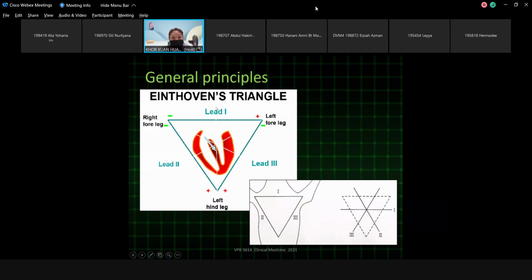Okay? Lead 2, right forelimb to left hind limb. Left forelimb to left hind limb. So when they put them together, it becomes a triangle. Lead 1, lead 2, lead 3.